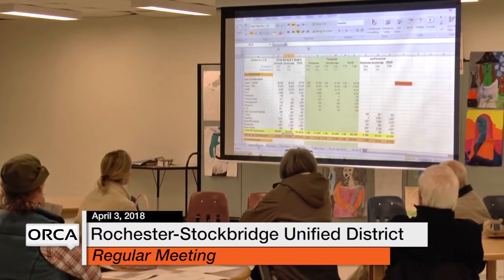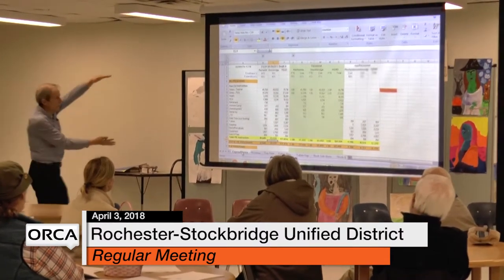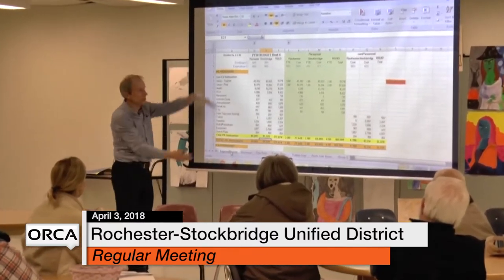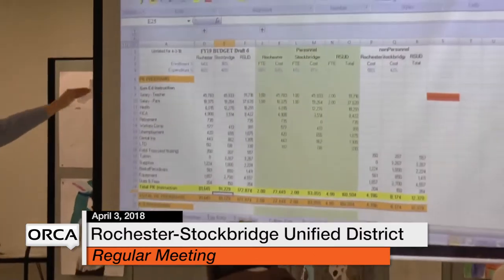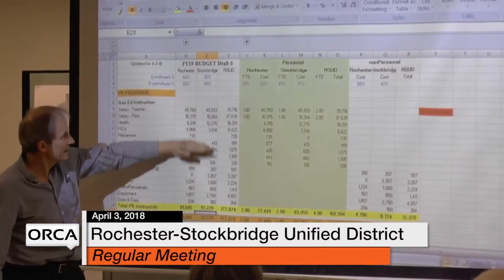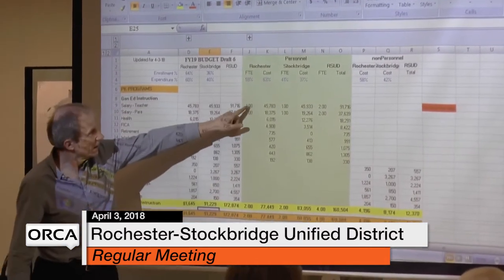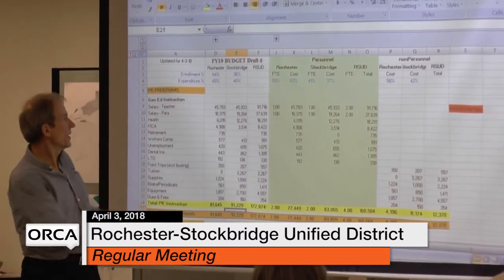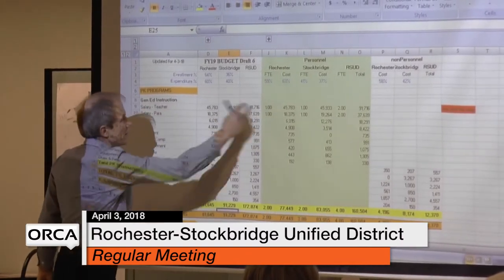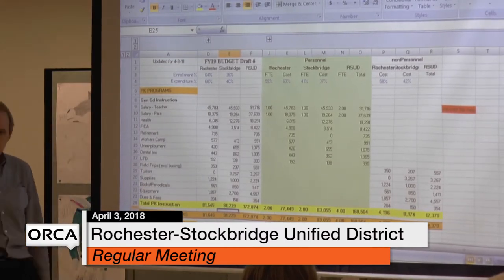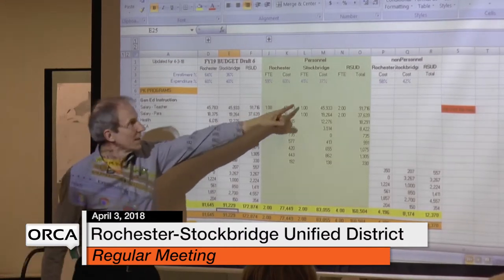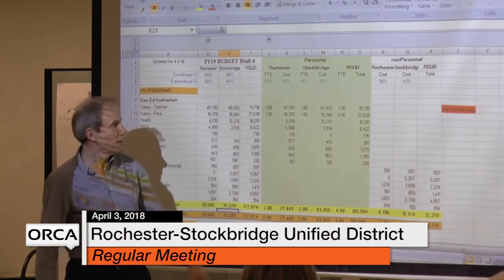I indicated that it's done by grade level, by age level, age/grade level. So we start off with the pre-kindergarten program, and we can see here that these are the expenses. There's one FTE for teacher in Rochester and one FTE for paraprofessionals, support staff person in Rochester. Same in Stockbridge, 1.0 and 1.0.